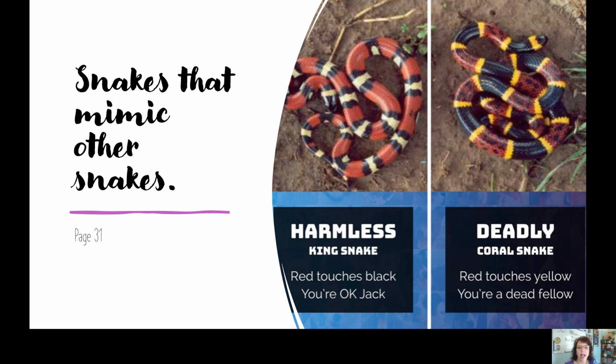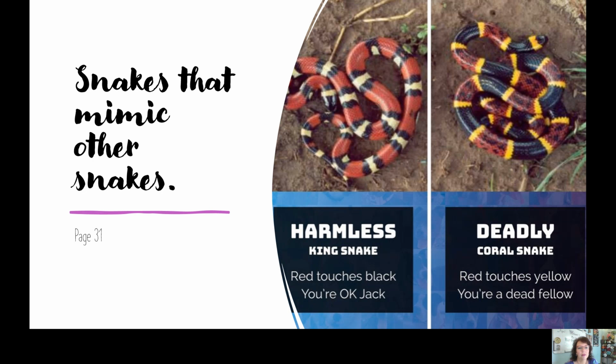So if the black is touching the red, you will not die. If the black is touching yellow, it kills a fellow. That's kind of how you have to remember it. But he's mimicking this other guy so that other creatures will not mess with him. That's why he was born to look similar.